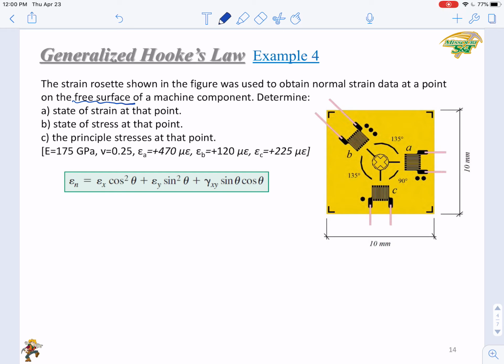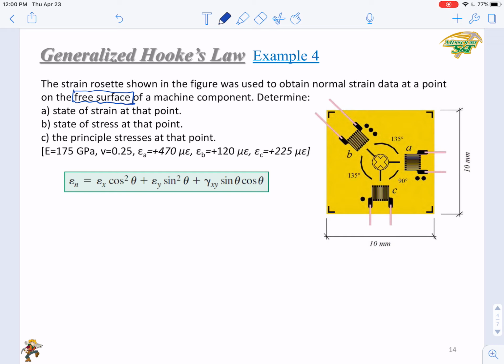First of all, when you look at the free surface, you should realize that you will be dealing with a plane stress situation. Then we do not need to use any algorithm for this example, since it has provided 3 steps. You just need to follow the steps and do them one by one. And eventually, you will get the principal stresses at the point.